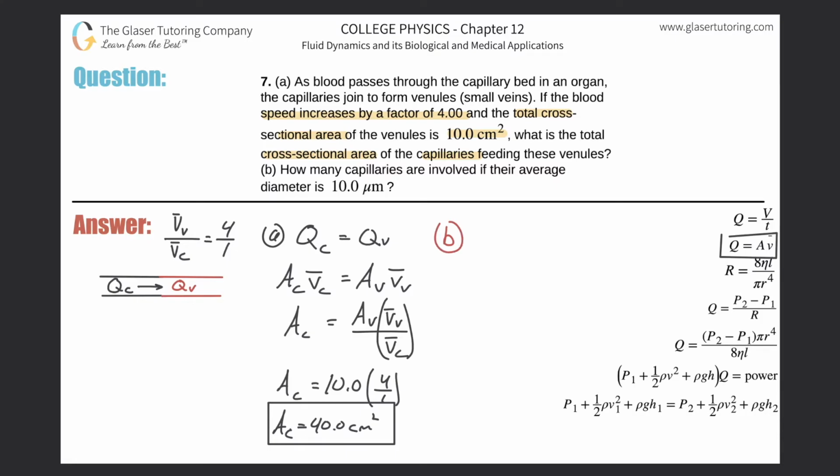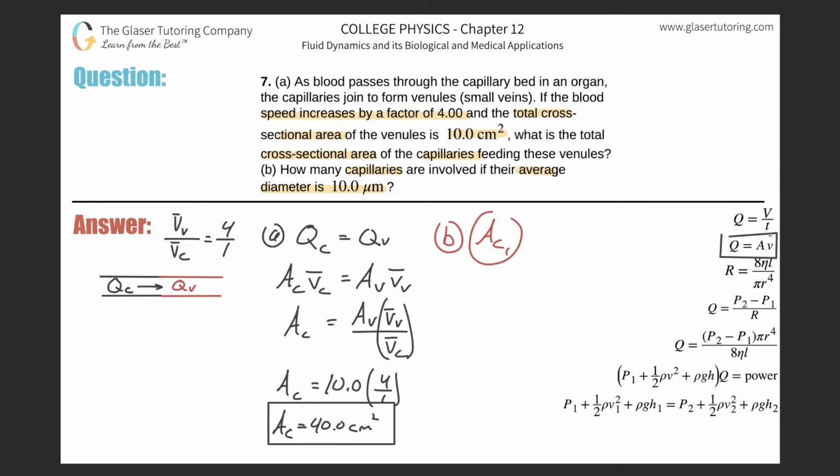So letter B is now saying how many capillaries are involved if their average diameter is 10 micrometers. In order to answer this particular question, we would need to find the area of a single capillary. I'll write C(1), for this is a single capillary. If I know the area of a single capillary, and I know the total area of all the capillaries combined, couldn't I just divide the two to find how many capillaries there are? Yeah, that's how we're going to approach this.